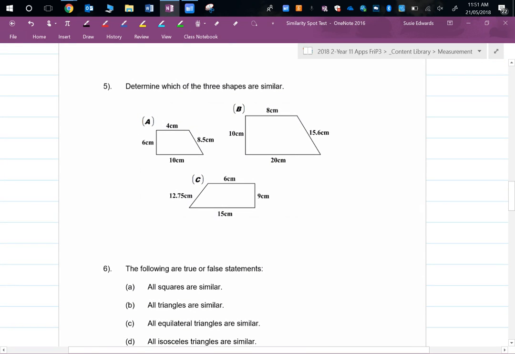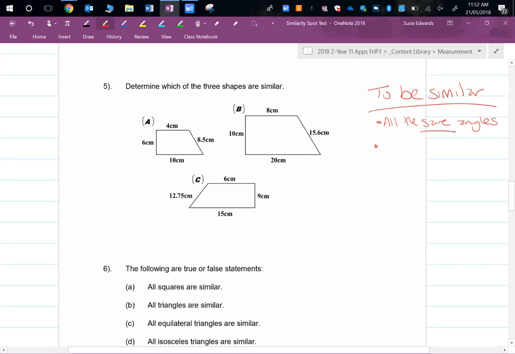Now, this question asks you about similar shapes. They're not triangles, they're just similar shapes. What do we have to know for things to be similar? To be similar, what do shapes have to have? So, all the same angles. Okay, so all the angles in corresponding sections have to be the same.